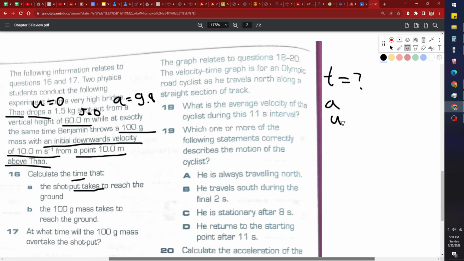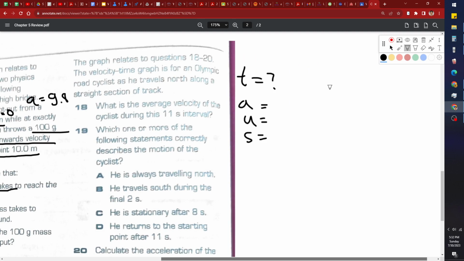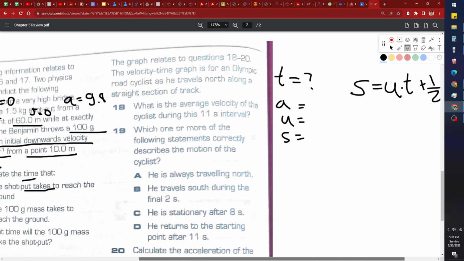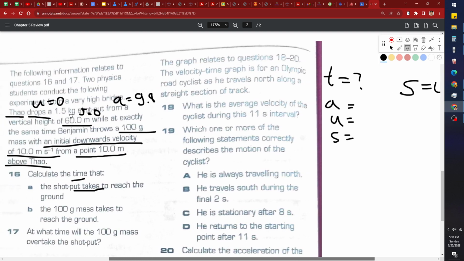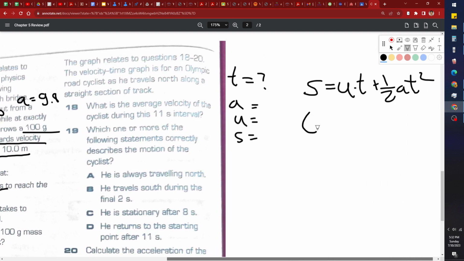T, we know A, we know U, we know S. Okay, so from that, again, we can use or choose this equation and input the data that we have. So displacement is going to be 60. All of it's downward. She's dropped, so everything's downward, everything's positive. It's good for us. So it was 60 meters downwards. Initial velocity is 0, so that makes this part easy. Half of acceleration is 9.8, so that's 4.9, and it's multiplying t squared, which we need to find.